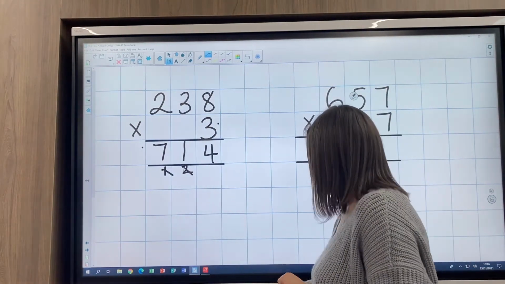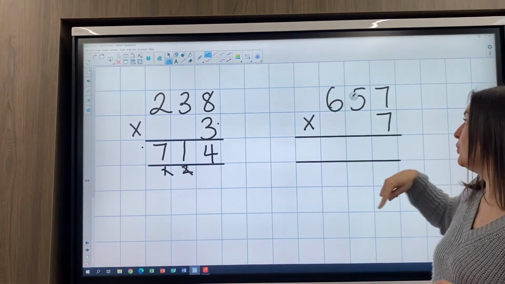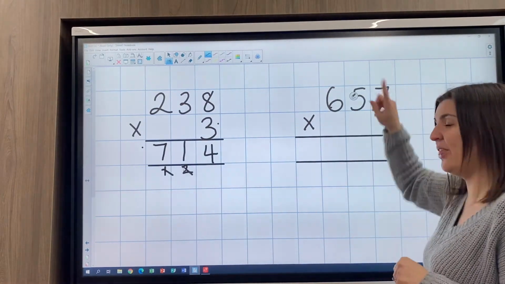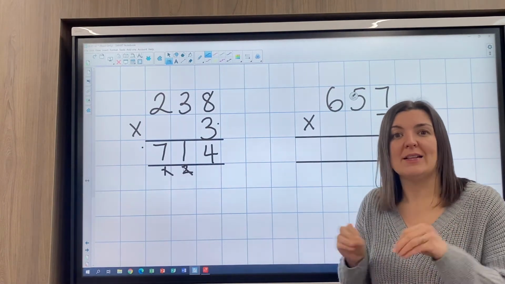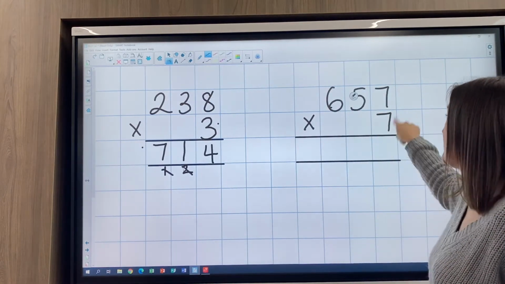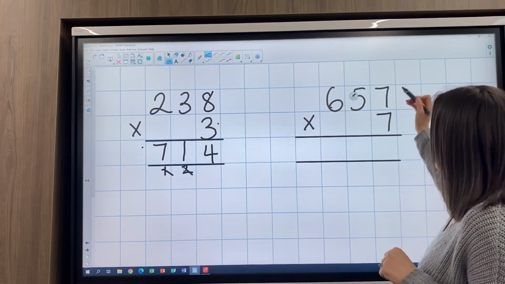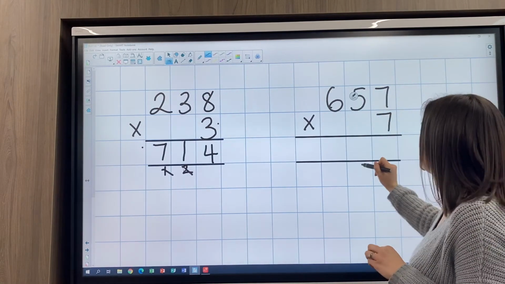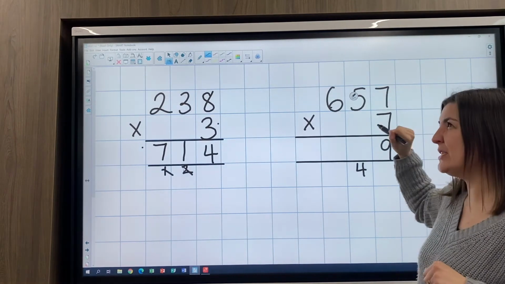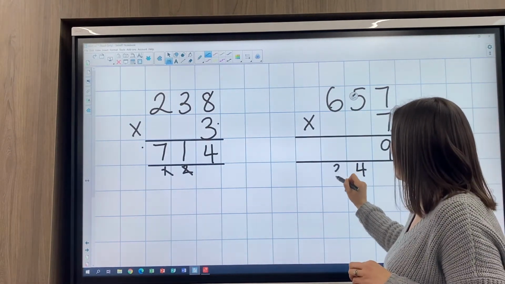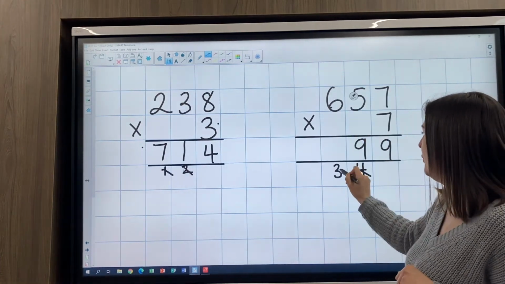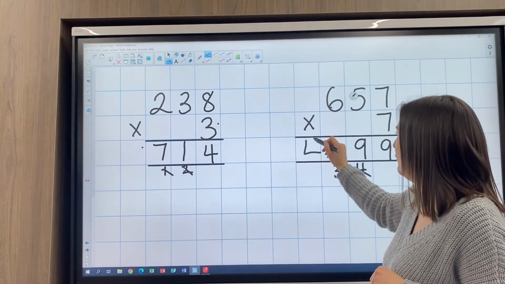This one here is the first question that you've got to do. I want you to pause the video and have a go at this one, and then we'll go through it together and see how you did. Right, you should have had a go at this one now. So let's go through it together. We've got 7 times 7, so we start at the ones, is 49. We've got 5 times 7, that's 35, plus 4 is 39. Cross it off so I know I've added it. Then 6 times 7 is 42, plus 3 is 45.